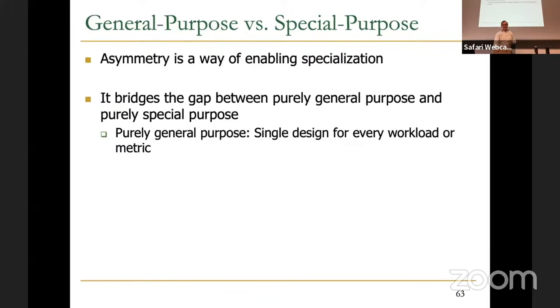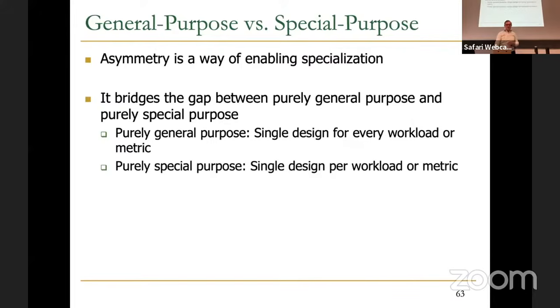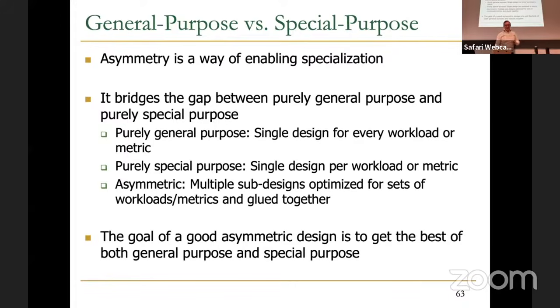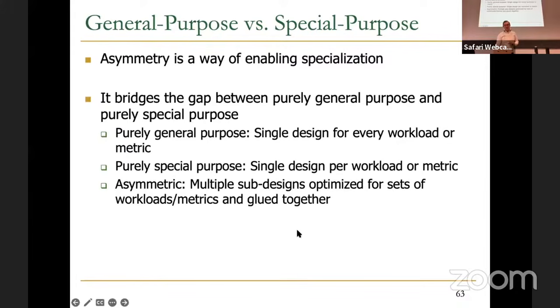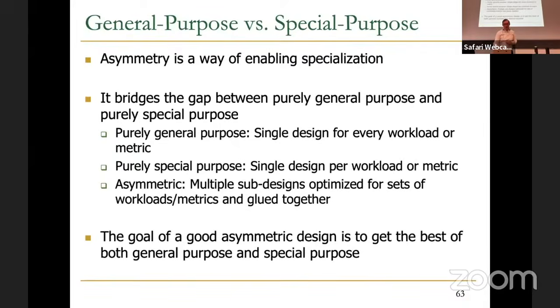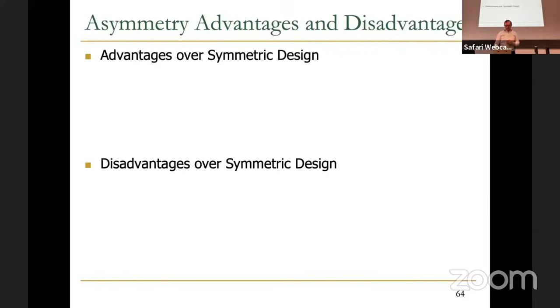Purely general purpose, we've already discussed, is a single design for every workload or metric. Purely special purpose is a single design per workload, maybe per workload per metric. So you could actually have different designs for each workload for different metrics. Asymmetric is somewhere in the middle: multiple sub-designs optimized for sets of workloads or metrics and glued together. This is one way of looking at it. And the goal of good asymmetric design, in my opinion, is to get the best of both general purpose and special purpose. So let's take a look at the overall advantages and disadvantages.